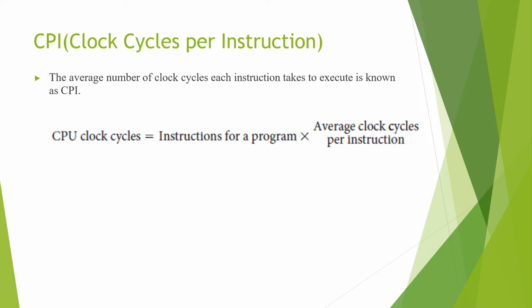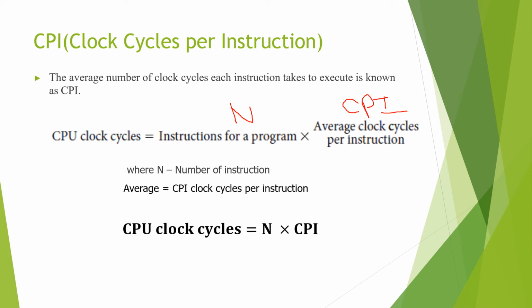We can rewrite this equation, where we write the number of instructions for the program as n, and the average clock cycles per instruction as CPI. So CPU clock cycles will be equal to n times CPI, where n represents the number of instructions for the program and CPI the average clock cycles per instruction. This is the important equation, and it will be used while deriving the basic performance equation.